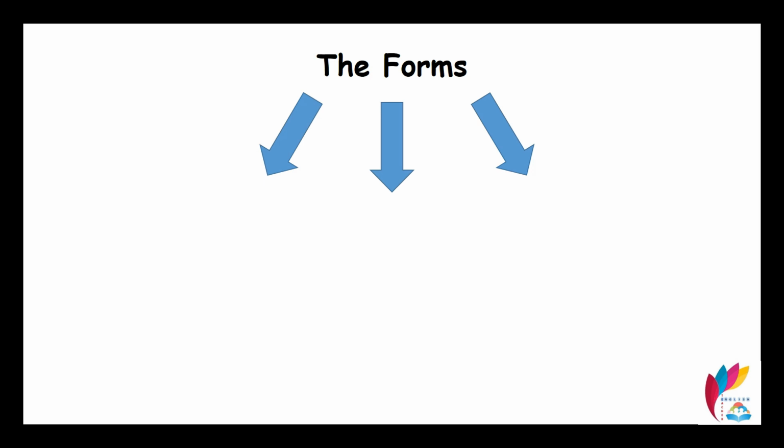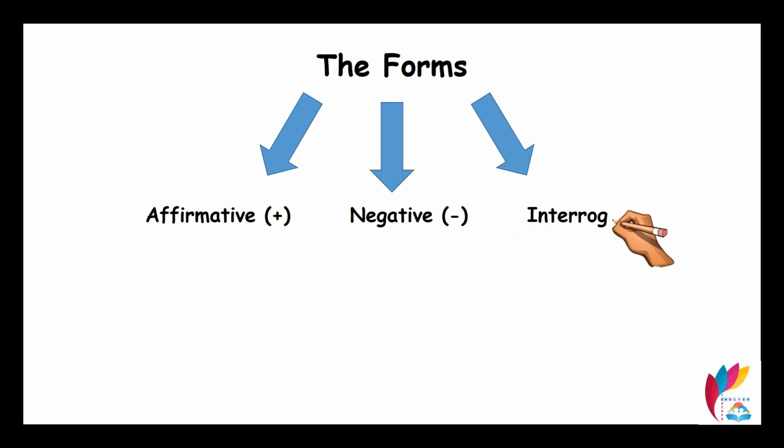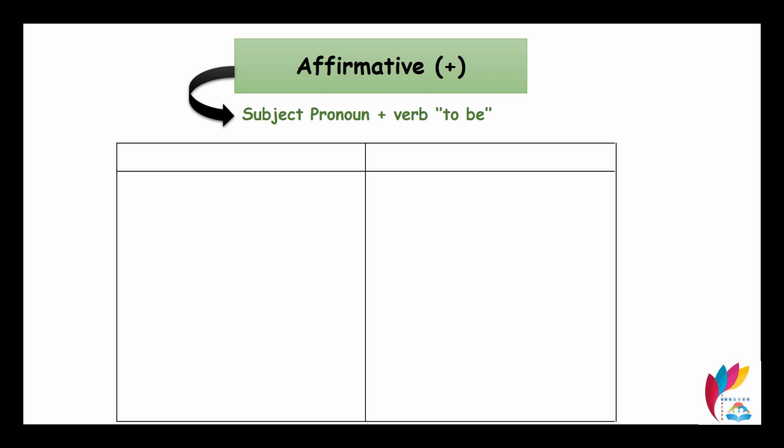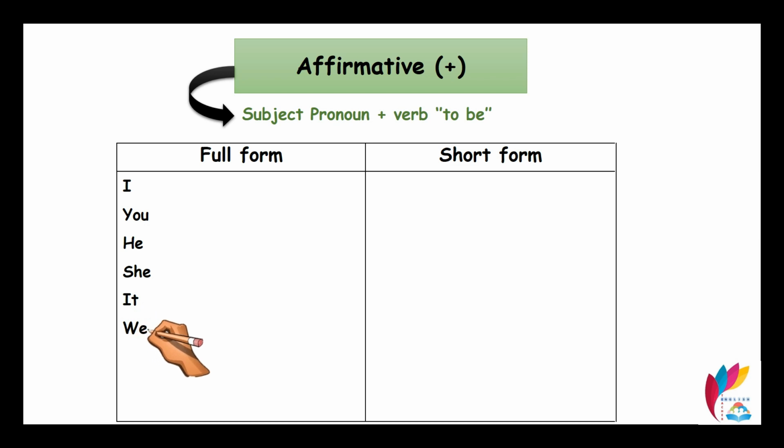Of course, we have three types of sentences: affirmative, negative, and interrogative. Let's start with the affirmative sentence. In the affirmative sentence, we have subject or subject pronoun plus verb to be. Of course, we are going to see the full form and the short form. Let's write the subject pronouns: I, you, he, she, it, we, you, and they.